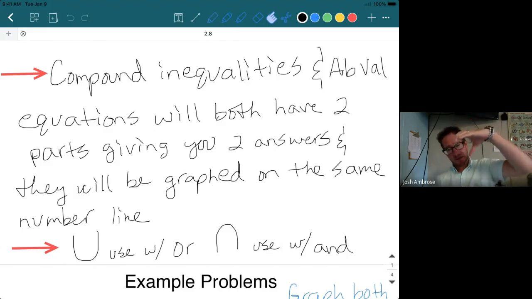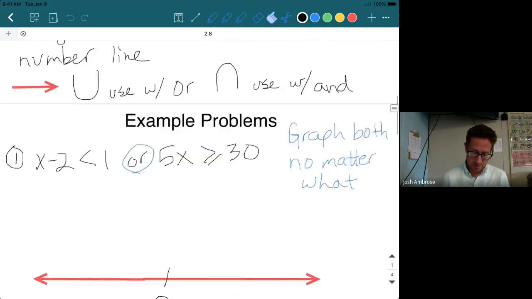Then you have this upside down U. That's going to go with the word and, and that means only where they overlap. Okay, so you could kind of imagine you can't really fill up a cup that's already upside down. It's only going to have a couple drops of water there at the top. That's all that's going to be left in it. So the upside down U is the only parts where graphs overlap. All right, you're going to see me do an example problem with that as well. So let's jump into those examples.